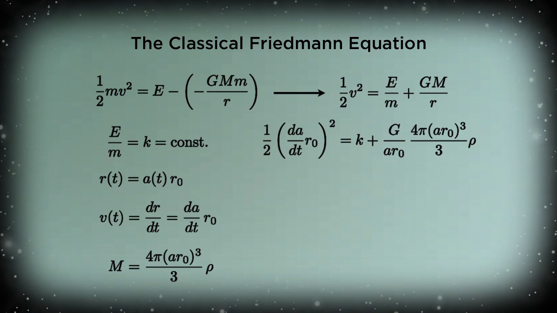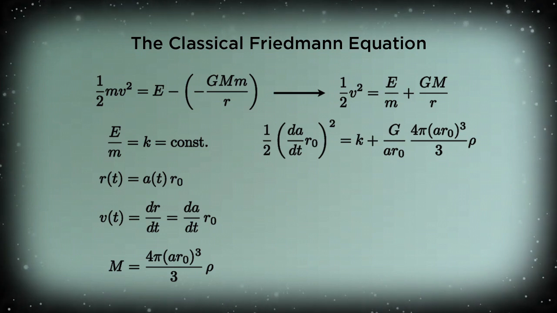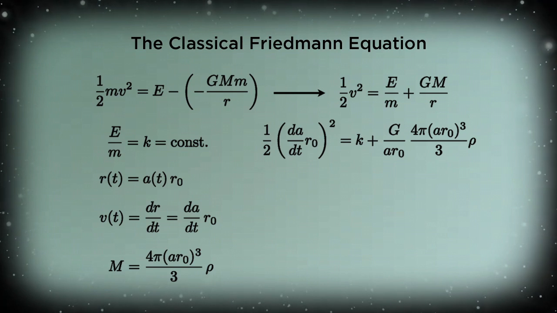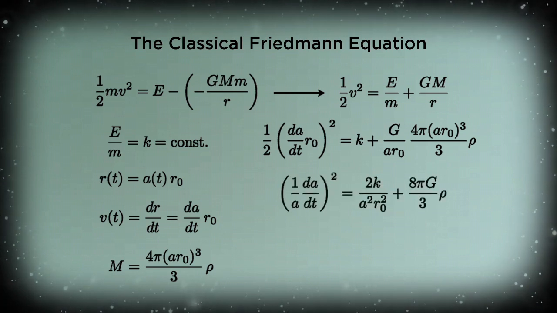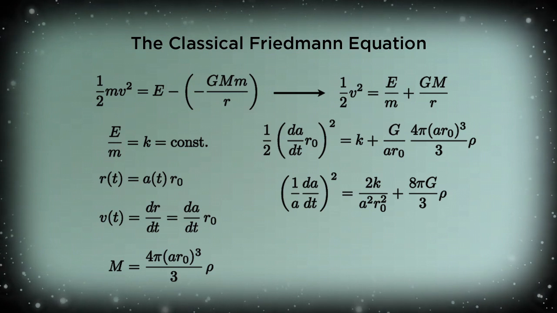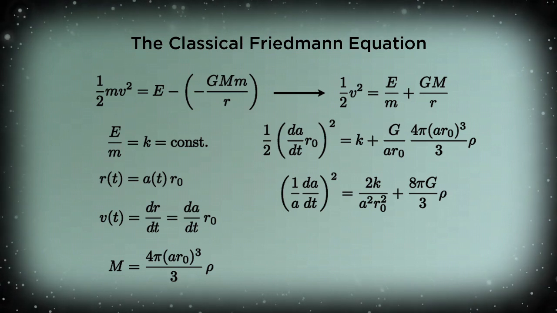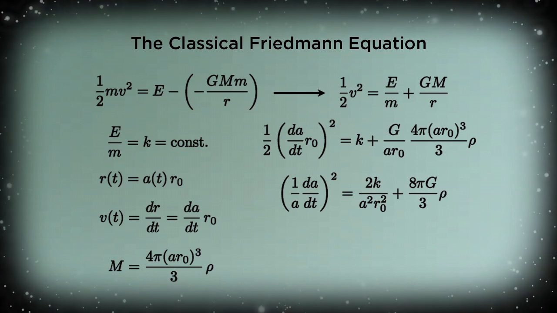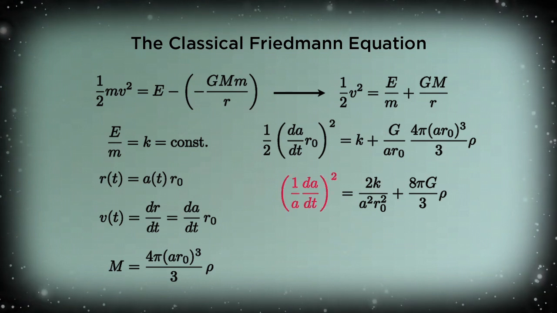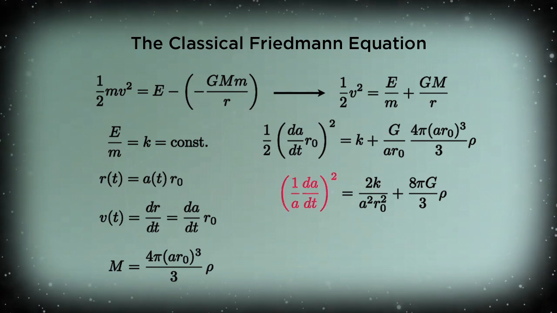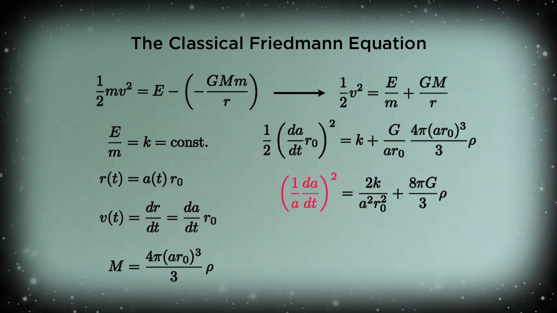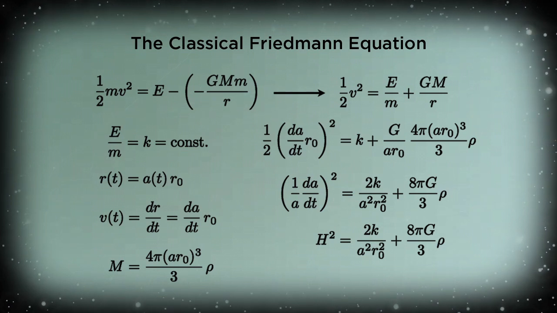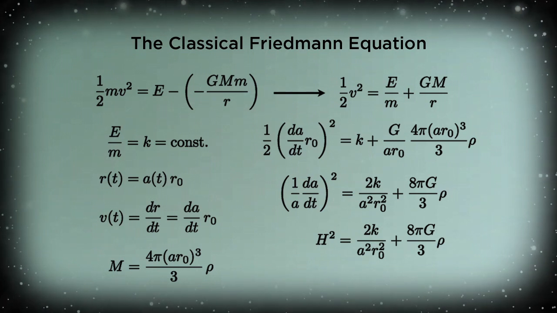When we make all those substitutions, and then tidy up by multiplying both sides by 2 and dividing by a r0 squared, the end result is the square of 1 over a da/dt equals 2k over a squared r0 squared plus 8 pi G over 3 times rho. The quantity on the left side, 1 over a da/dt, might look familiar. It's the Hubble parameter, H, as we showed a couple of lectures ago. And with that change of notation, voila, we've derived the classical Friedmann equation.